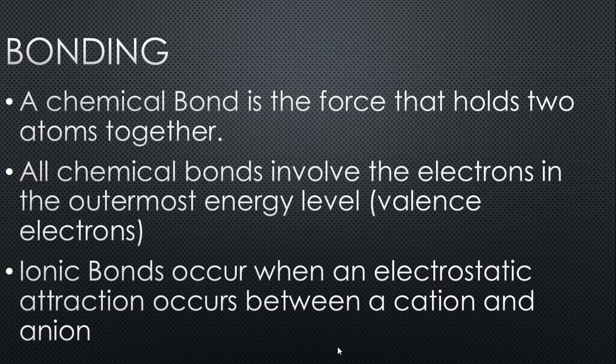When we're talking about ionic bonding, a chemical bond, just in general, is the force that holds 2 atoms together. All chemical bonds involve the electrons in the outermost energy level, or valence electrons. Specifically, ionic bonds occur when an electrostatic attraction occurs between a cation and an anion. And all that means is that whenever I have something that's positive and something that's negative, those 2 forces are attracted to each other and kind of pull together.